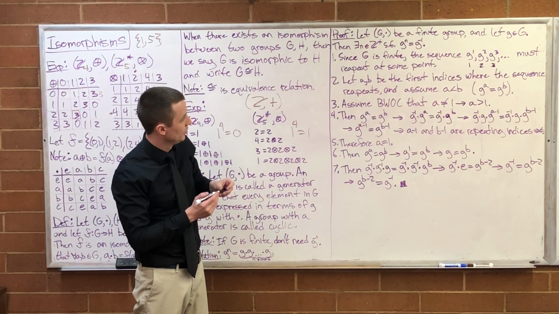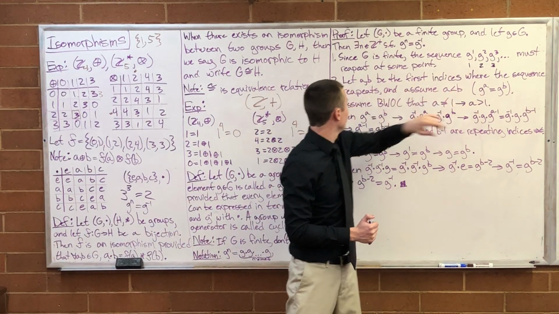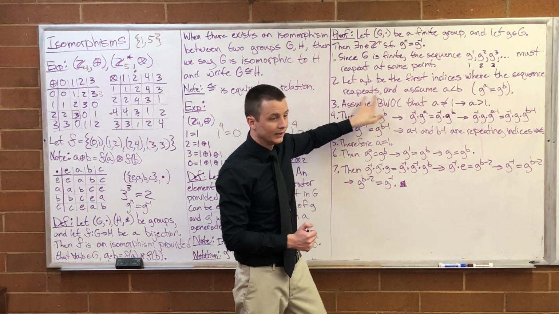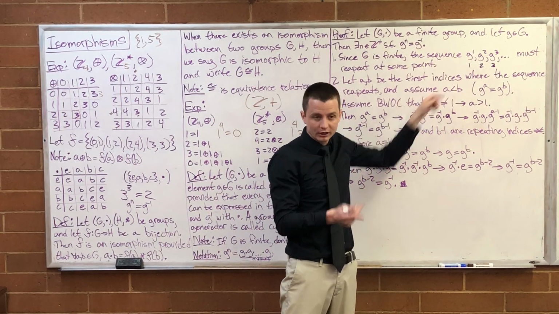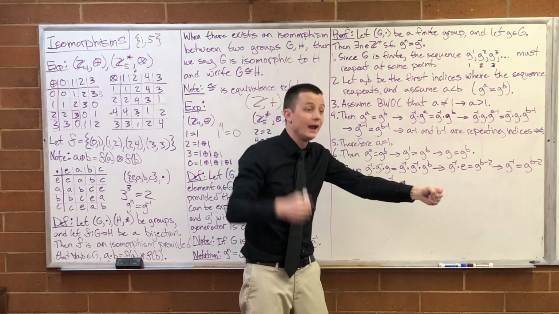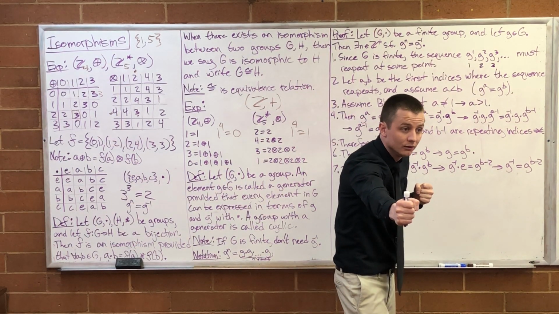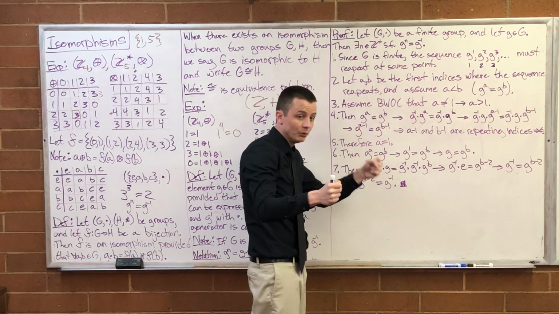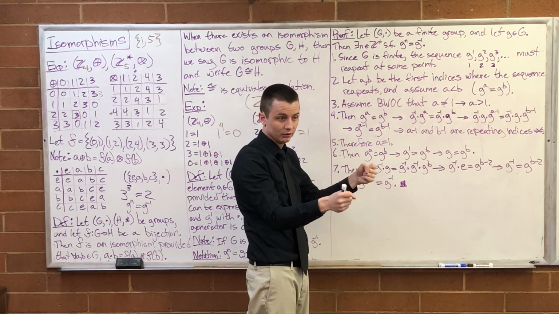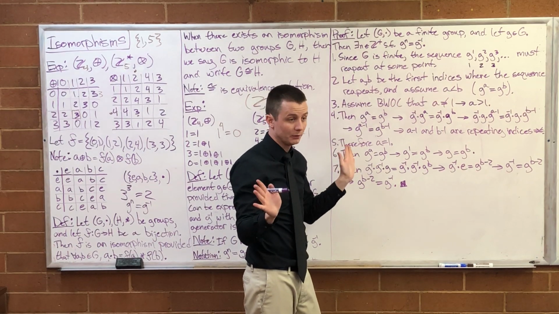Okay. So let A and B be the first indices where the sequence repeats, and assume that A was the one that came first out of the two. So eventually we get two values. Say that happened at spot A and spot B. Maybe that was at 3 and 27. So A would have been 3 and B would have been 27. These are both repeated numbers. This is the first time that we saw a number come up twice.